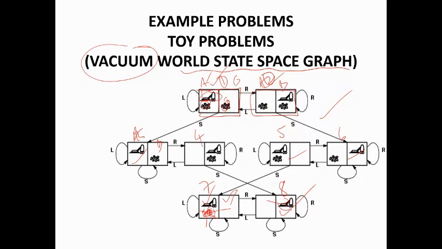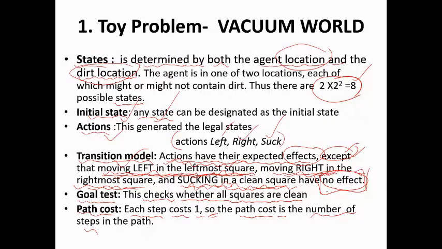So moving left in the leftmost square, or moving right in the rightmost square, or even sucking, cleaning in a clean area, there's no sense. That's why we say it has no effect. Except for these three non-effective actions, the rest of the actions are considered effective. So the transition model is the actions that have their expected effects. So expected effects create the transition model.